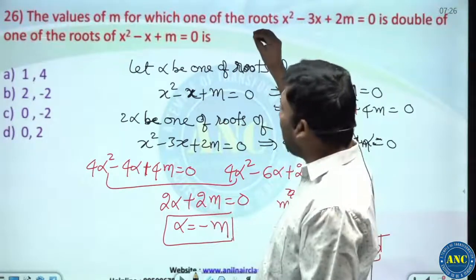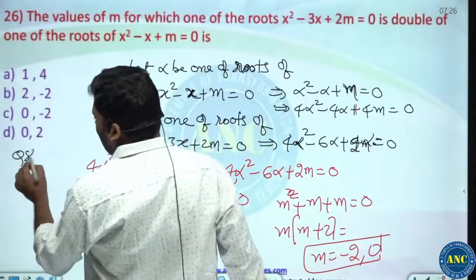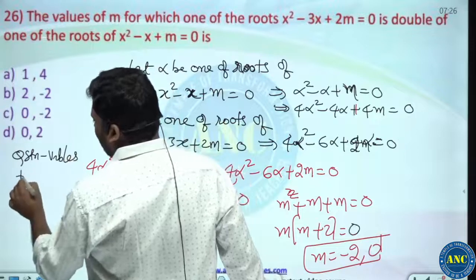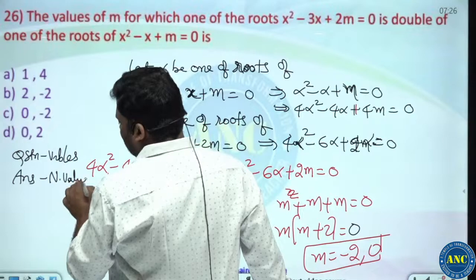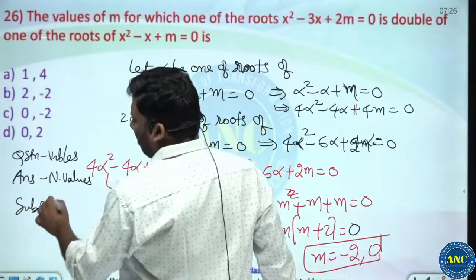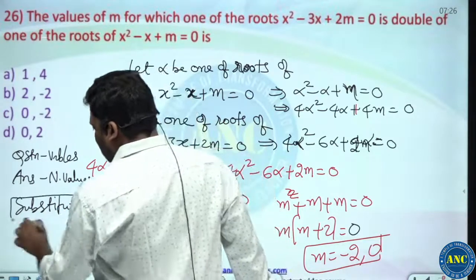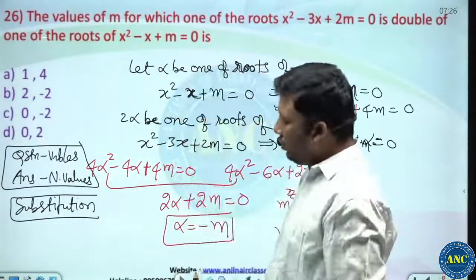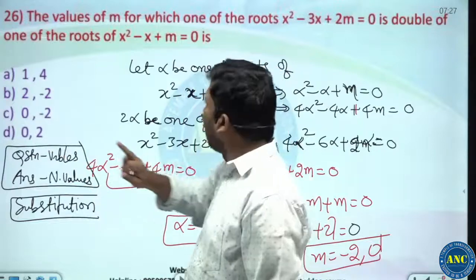That is, if the question contains variables and the answer contains numerical values, the substitution method can be used to get these answers. What is substitution? Let us do the x value.